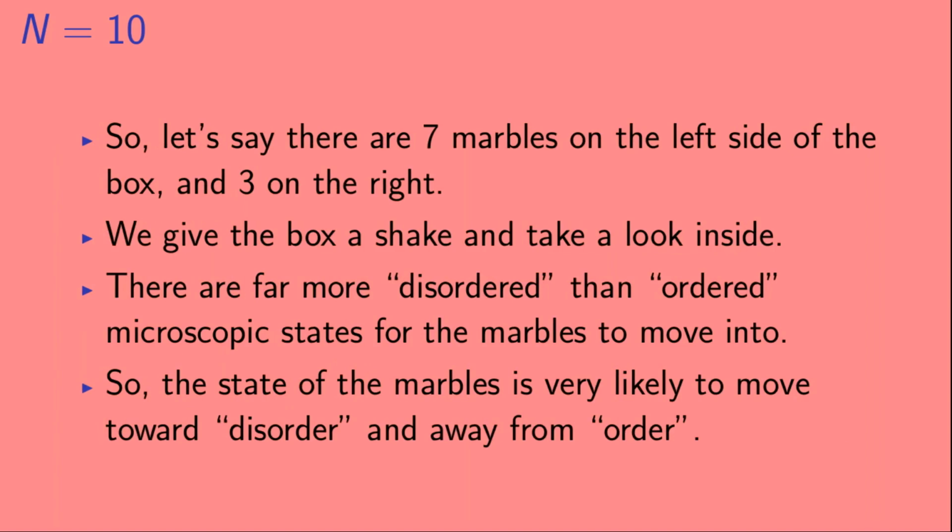So let's say there are 7 marbles on the left side of the box and 3 on the right. We give the box a shake and take a look inside. There are far more disordered than ordered microscopic states for the marbles to move into. So the state of the marbles is very likely to move toward disorder and away from order.